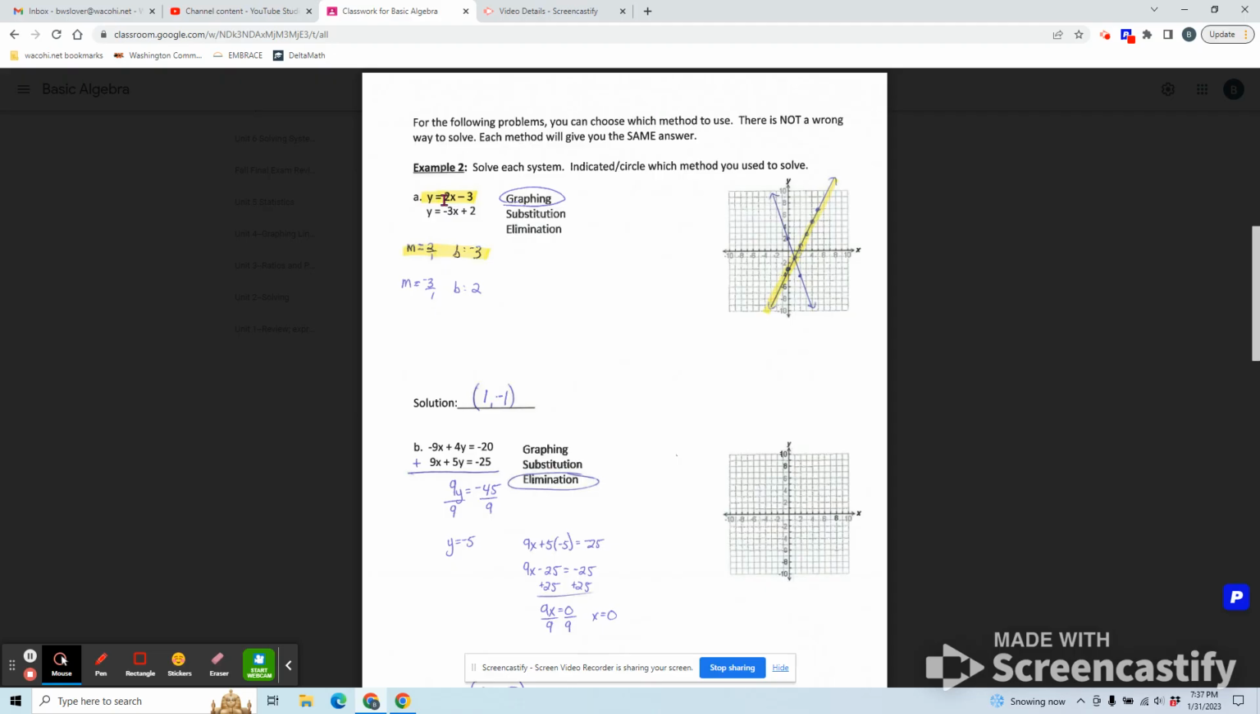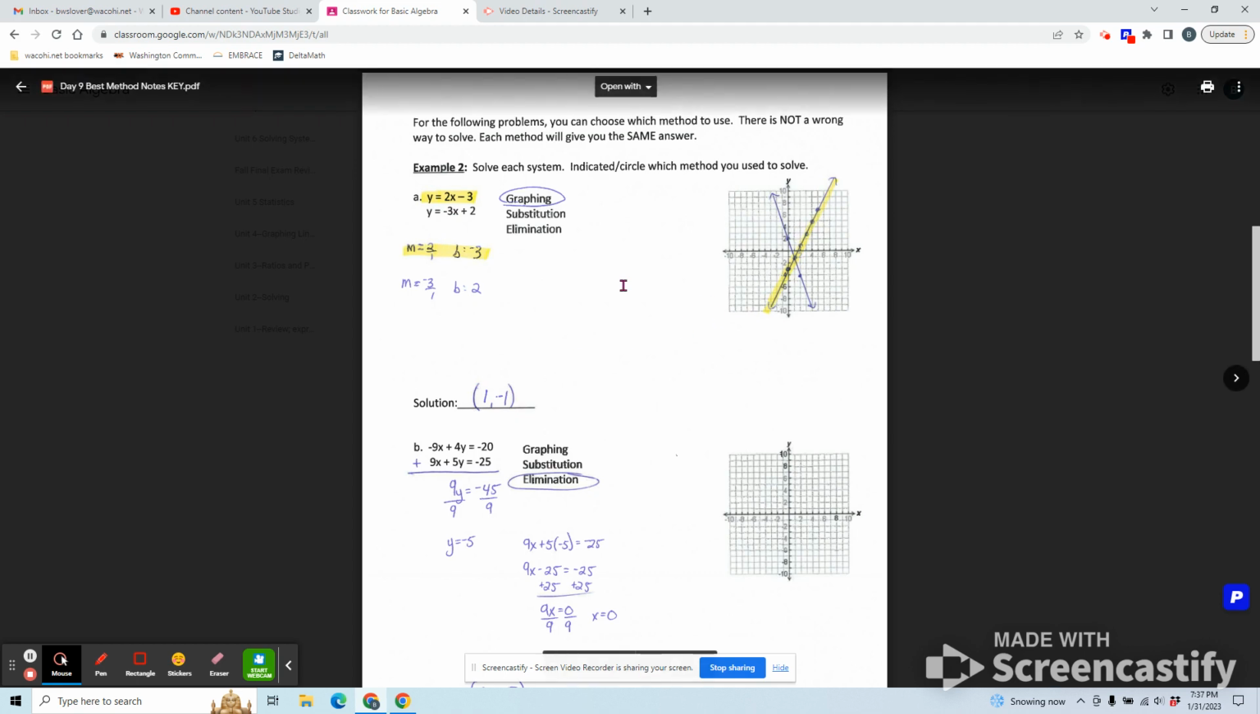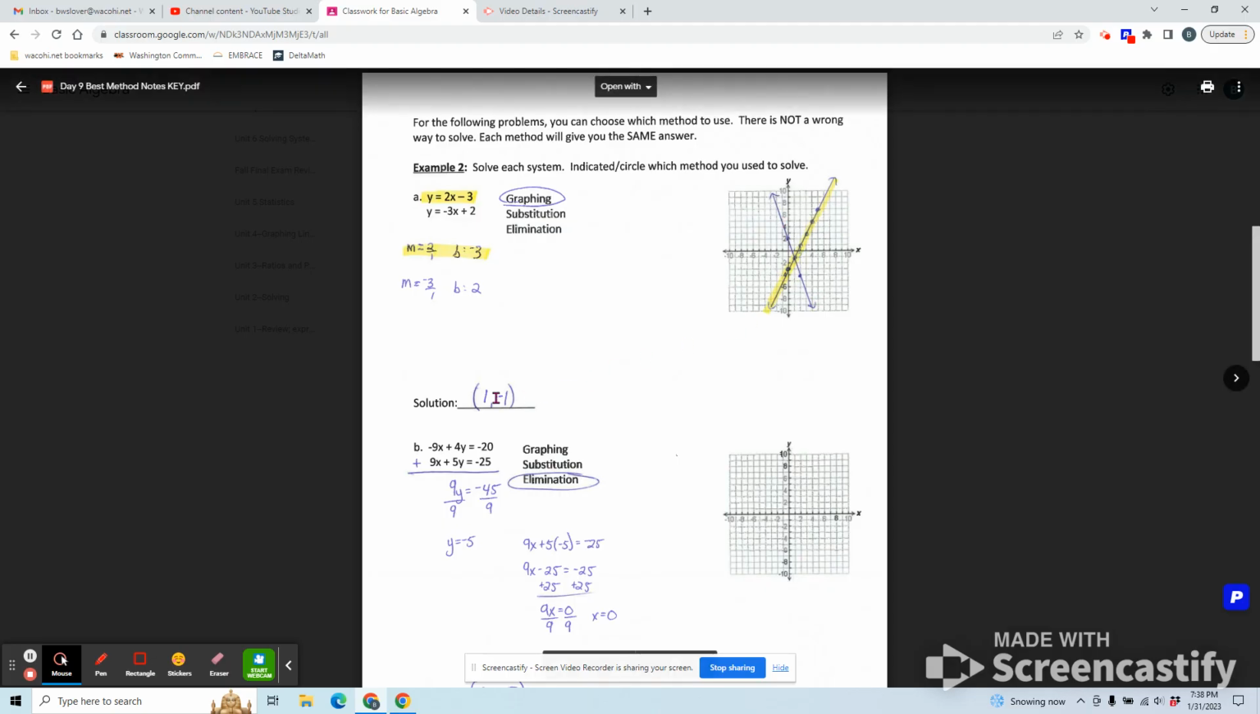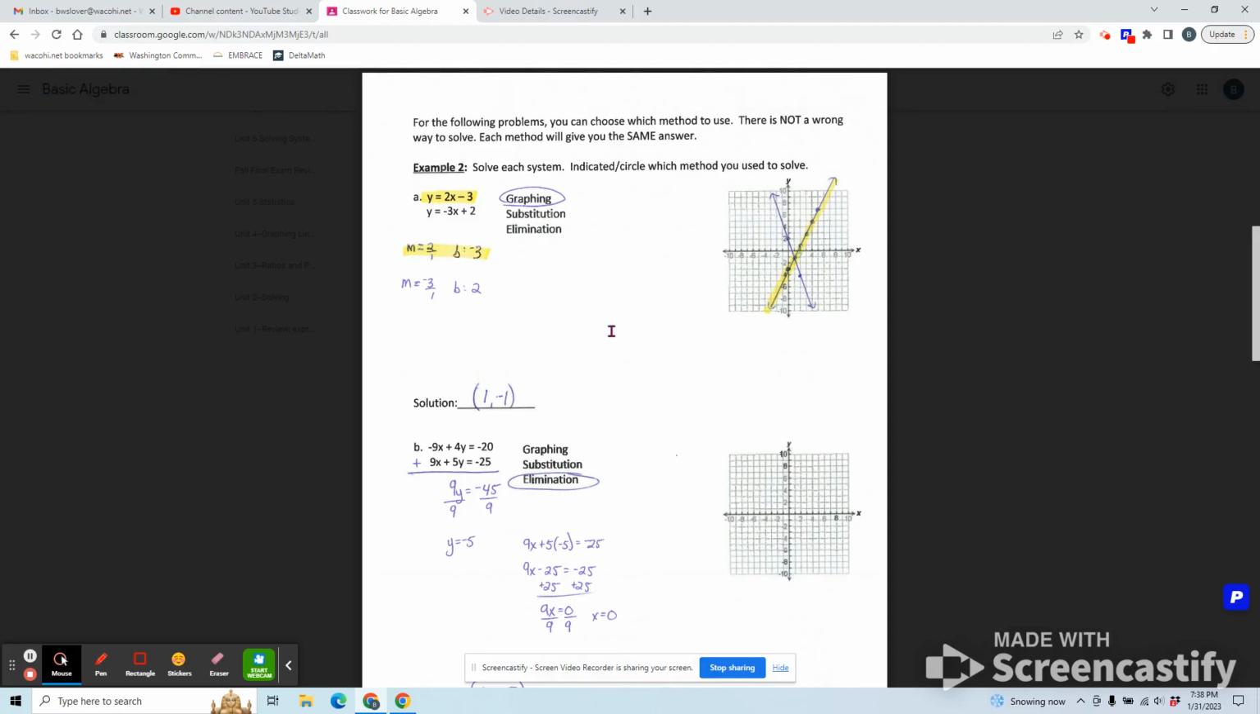That's the best method. So I identify my m and my b's, and then I graph. The yellow line goes with the yellow line, goes with the yellow line. And then they intersect at 1, -1. We've graphed dozens of times, so hopefully by now you have that graphing mastered. Then the bottom equation, same thing, identify my m, my b, graph it, and where they intersect, not where they cross an axis, but where the two lines intersect, that's my solution. So in this case, it's 1, -1.